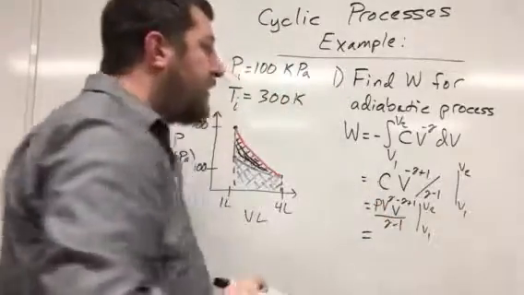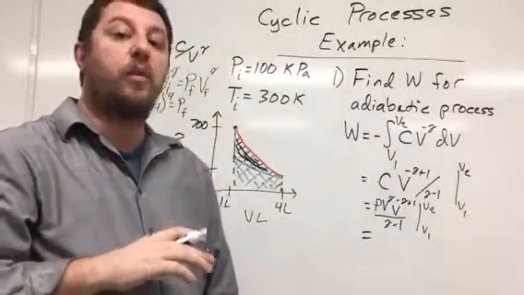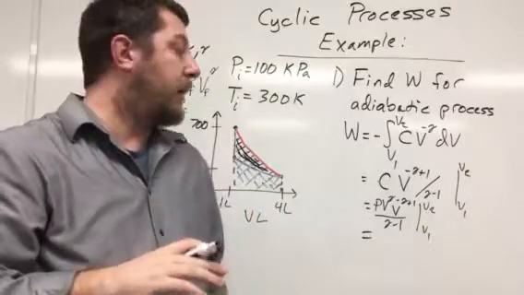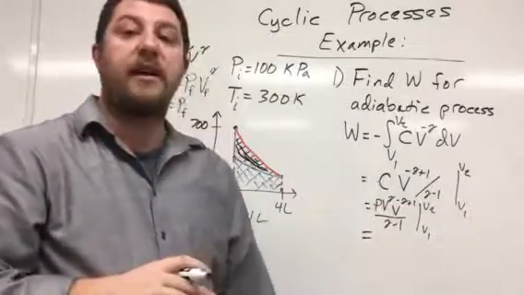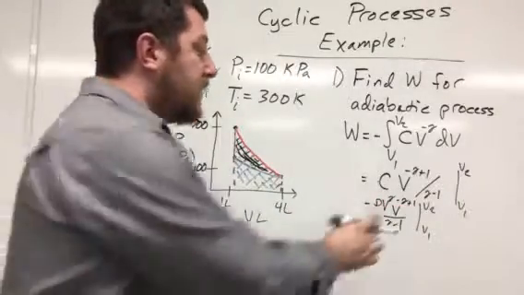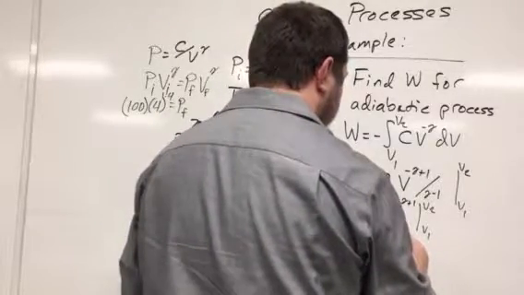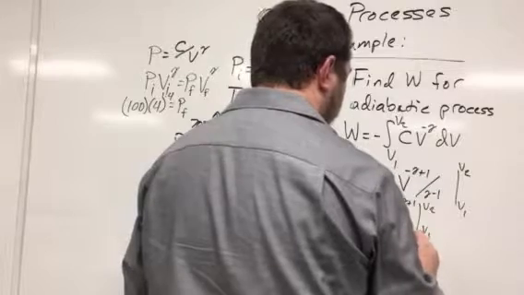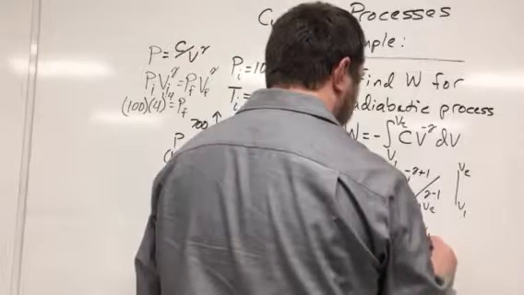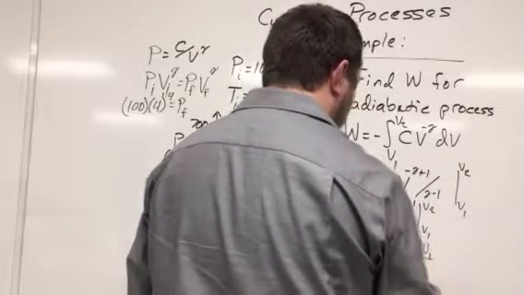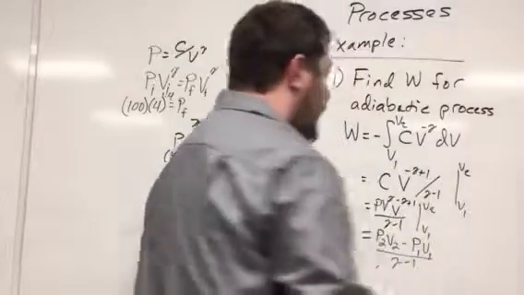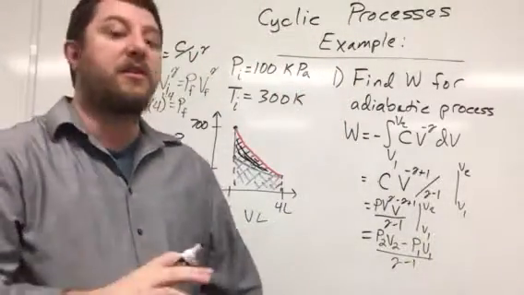And V to the gamma times V to the negative gamma plus 1 is going to give me just V. So this is P2 times V2 minus P1 V1, over gamma minus 1. Right? That is just my work.